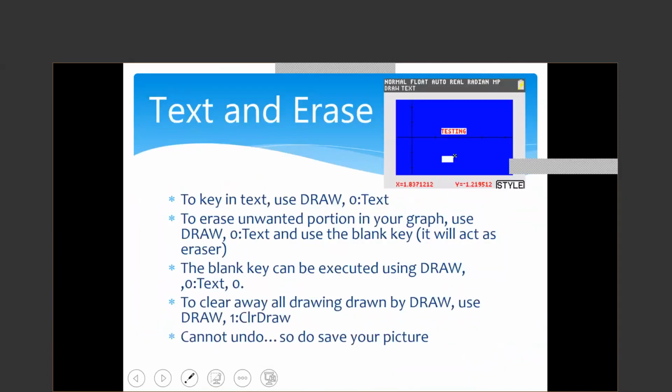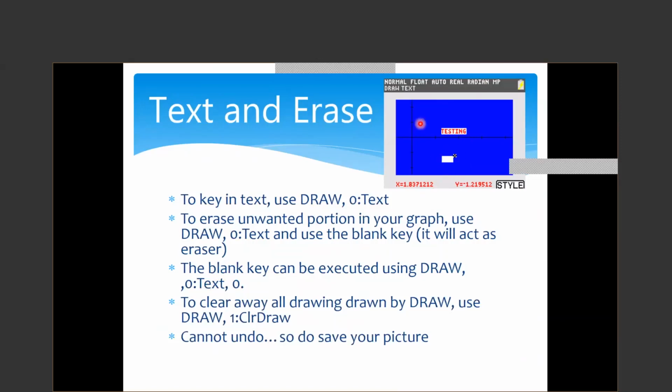Okay, next we move on to keying in text. It's still under Second Draw. You can key in any text, but the size is fixed. I would like to use this blank key. If I use the blank key, which is text 0, you will see that it doesn't only work as a blank, it can double as an eraser. So I can erase things that I don't want.